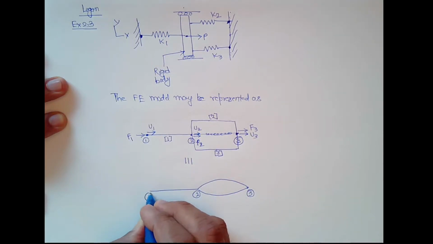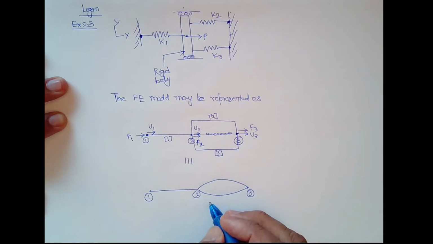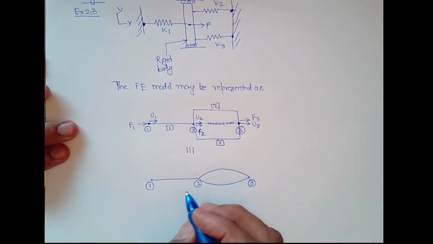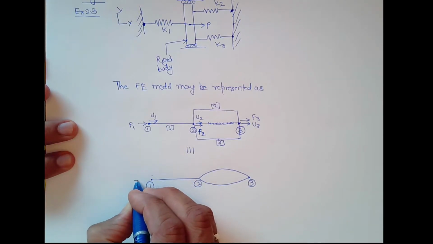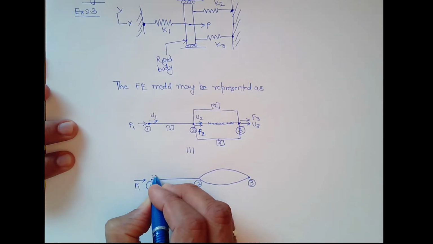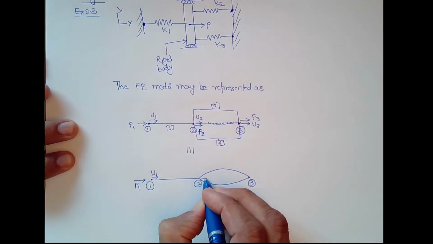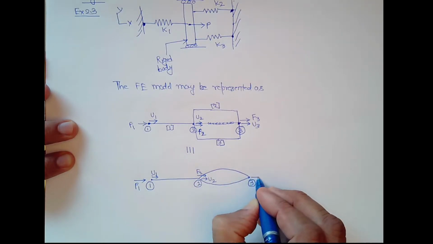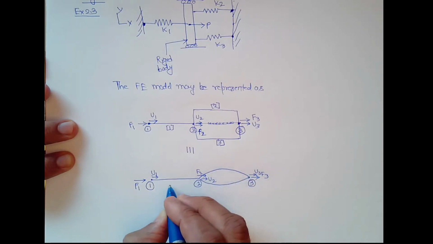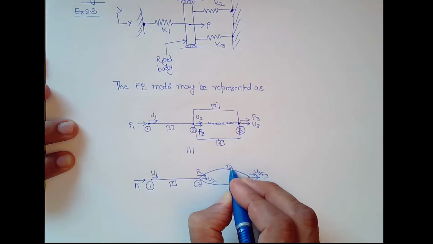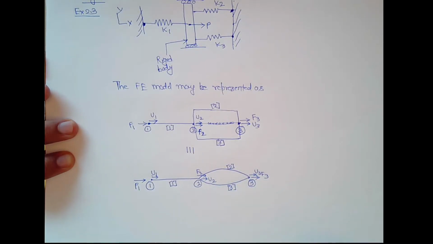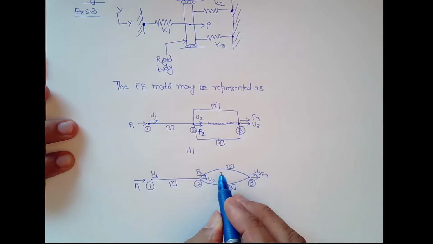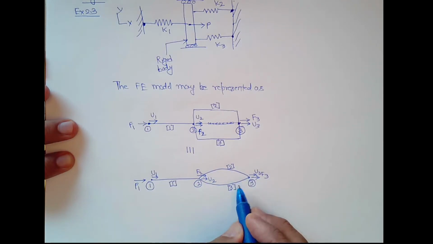Another simplification I can write this way: this is element 1, and this is node 3, node 2, node 1. Whatever way you want to represent it mathematically or schematically. So we have nodal forces F1, F2, F3, and nodal displacements U1, U2, U3. This is element 1, element 2, element 3. Element 2 is connected between U2 and U3. Element 3 is also connected between U2 and U3.